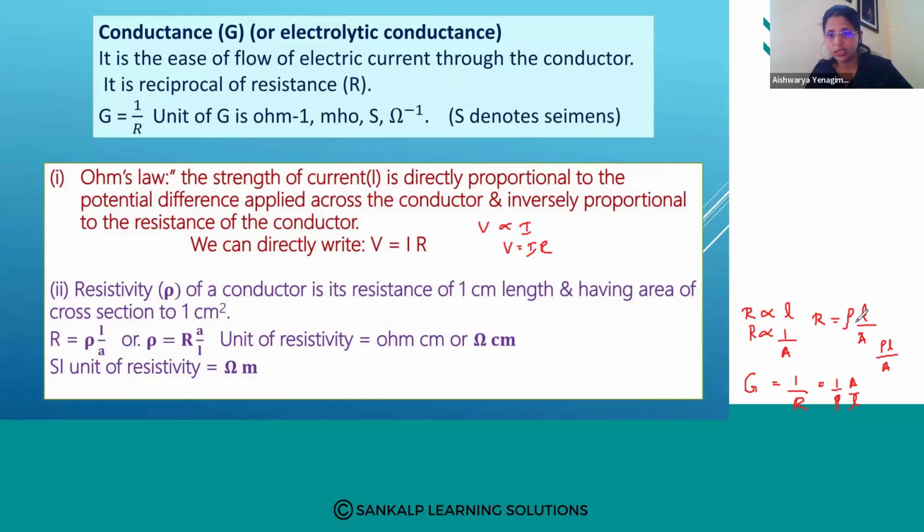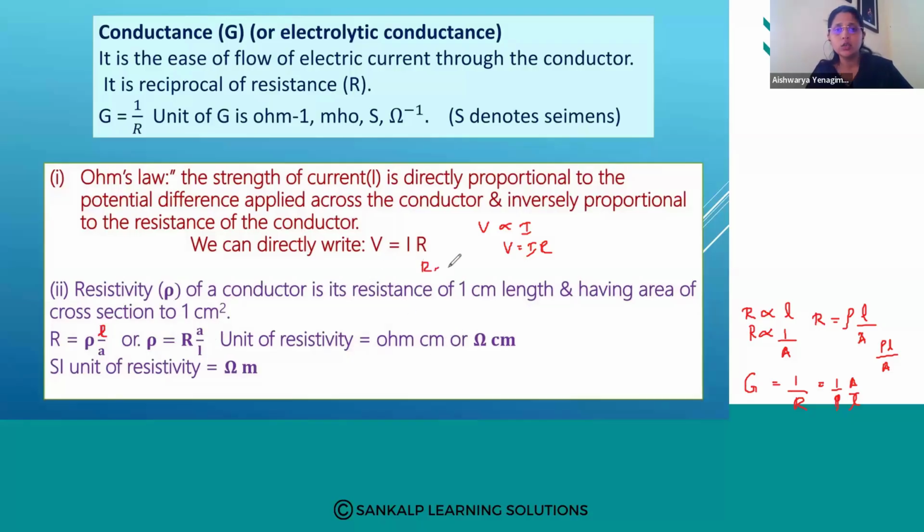And this rho that you are seeing here is called what? It is resistivity. The resistivity of a conductor is its resistance when the length of the conductor is 1 centimeter and the area of cross section is 1 square centimeter. So I have shown resistivity here: rho is equal to R into A by L. The unit of resistivity is ohm centimeter.